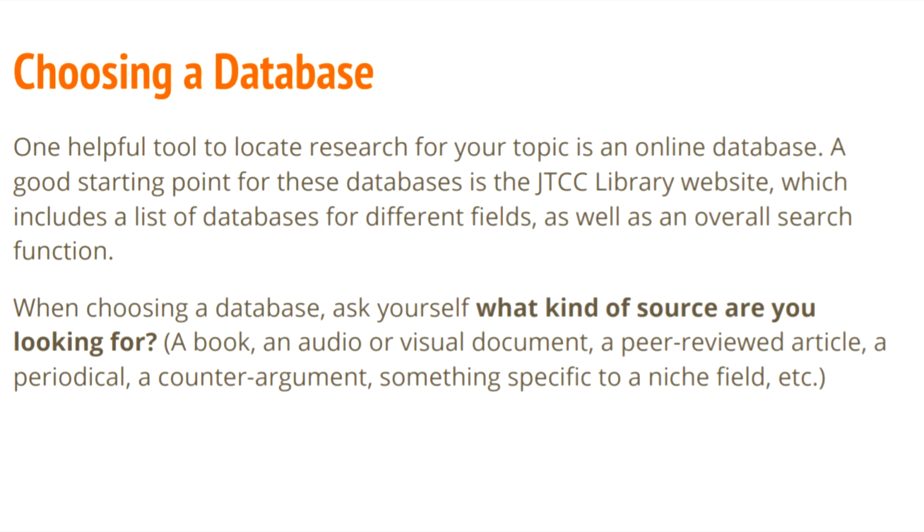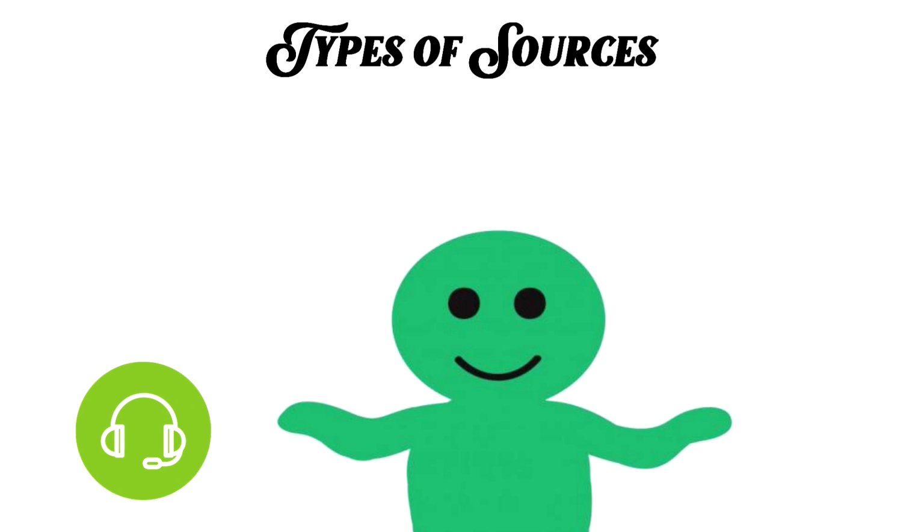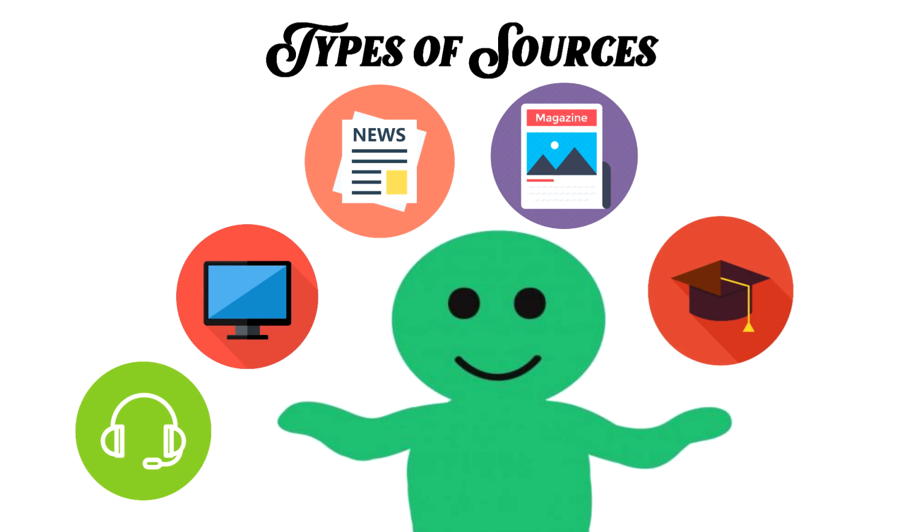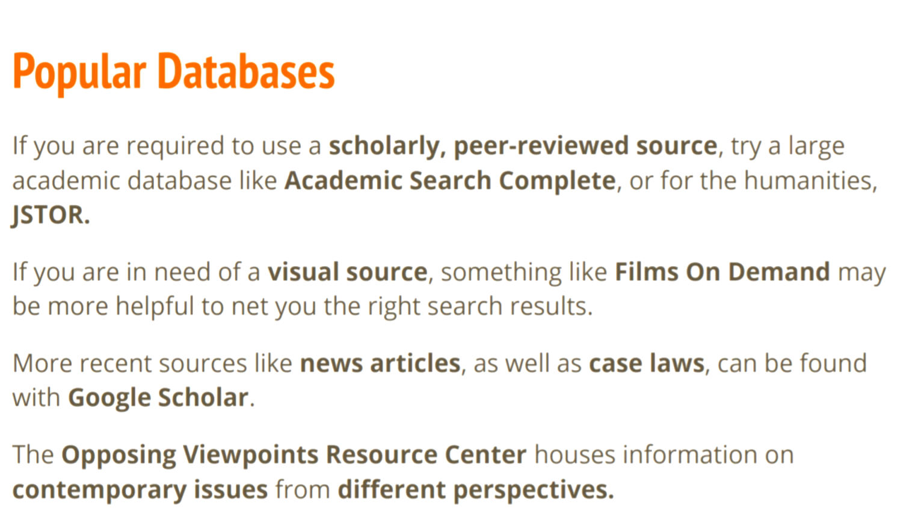To find the right database for you, it's important to know the type of sources you're looking for. Audio, visual, newspapers, magazines, scholarly journals, and books are just a few categories. Examples of databases. You may be required to use a certain database for your research paper.